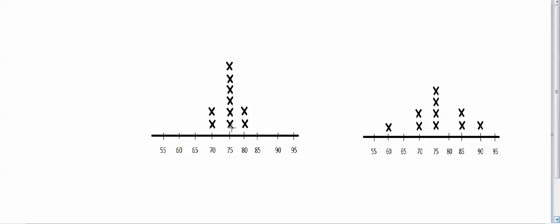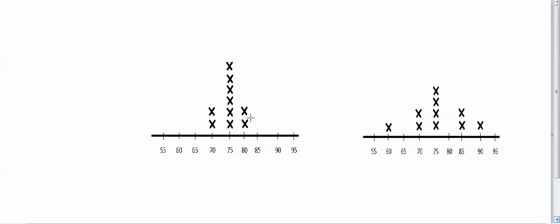In this class, 6 people got 75s, 2 people got 70s, and 2 people got 80s. In this class, 1 person got a 60, 2 people got 70s, there were 4 75s, 2 people got 85s, and 1 person got a 90.